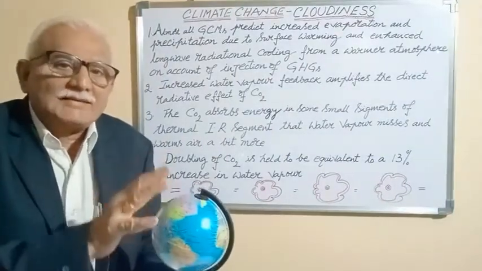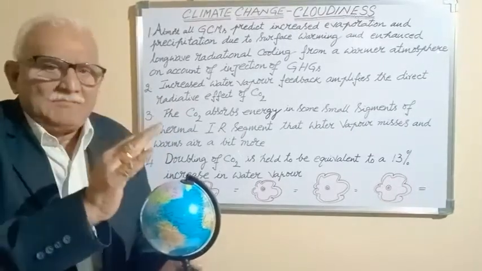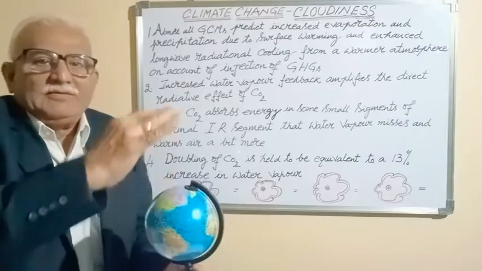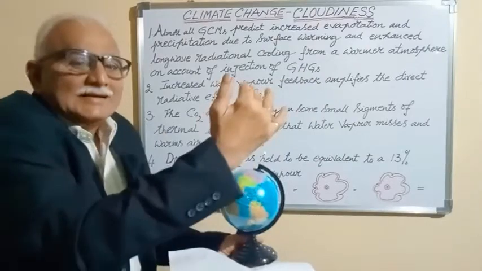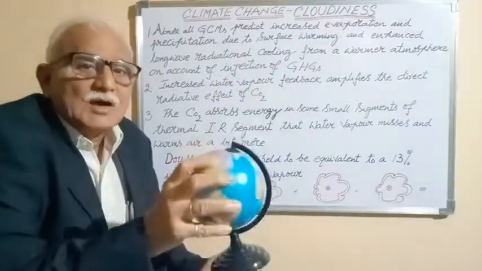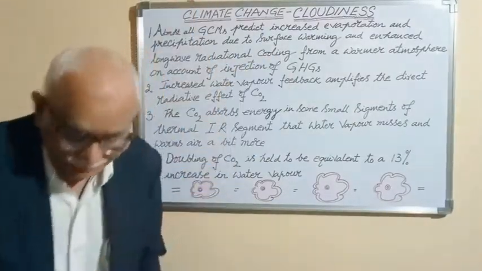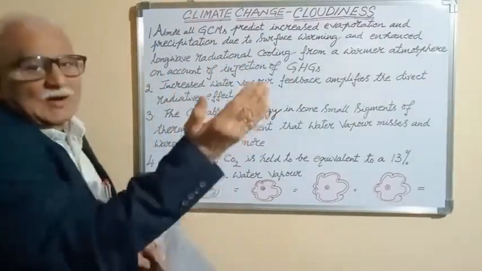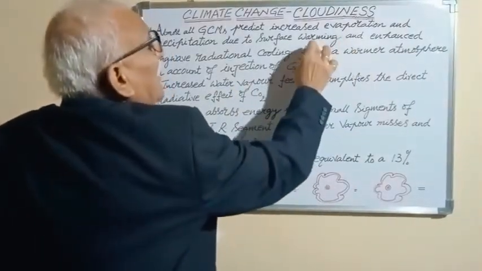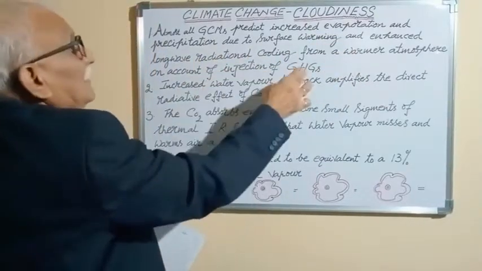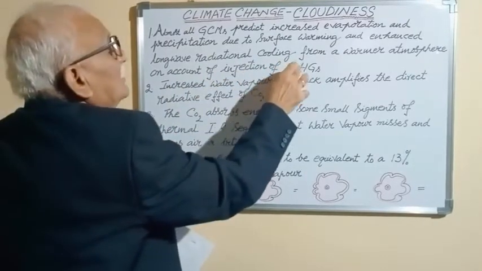Earth and water act as a sink during the daytime for solar radiation. In the night, calm nights, long wave radiation is sent back because of greenhouse gases, and it is reabsorbed by the earth's surface, which we call radiational cooling. Now, here, increased water vapor. Why increased water vapor? From a warmer atmosphere, okay? Warming and enhanced long wave radiational cooling from a warmer atmosphere on account of injection of greenhouse gases.